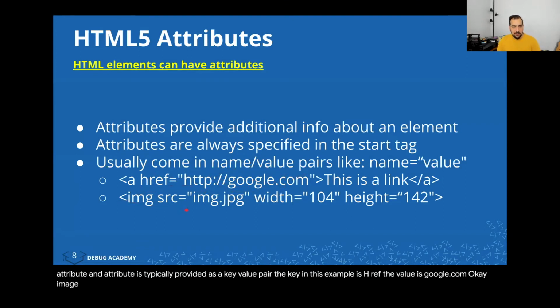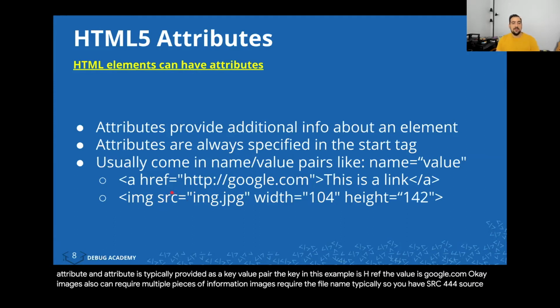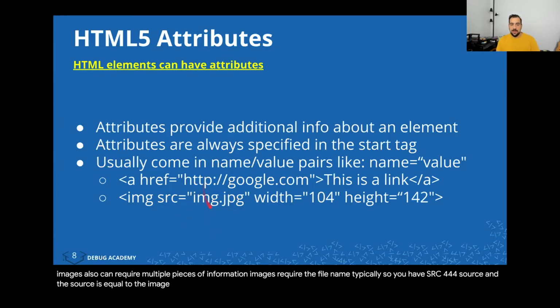Okay. Images also can require multiple pieces of information. Images require the file name typically. So you have src for source, and the source is equal to the image file name or the image path. In this example, we also have the width and the height of the image passed as attributes as well.